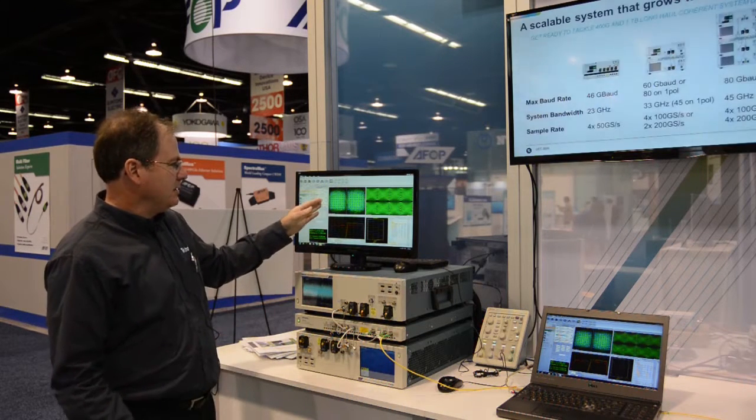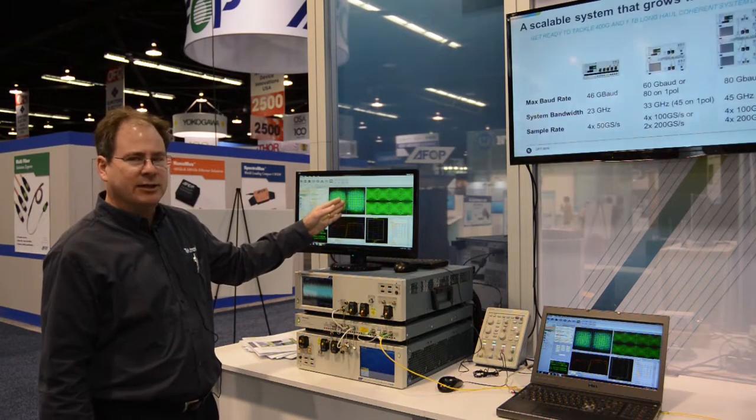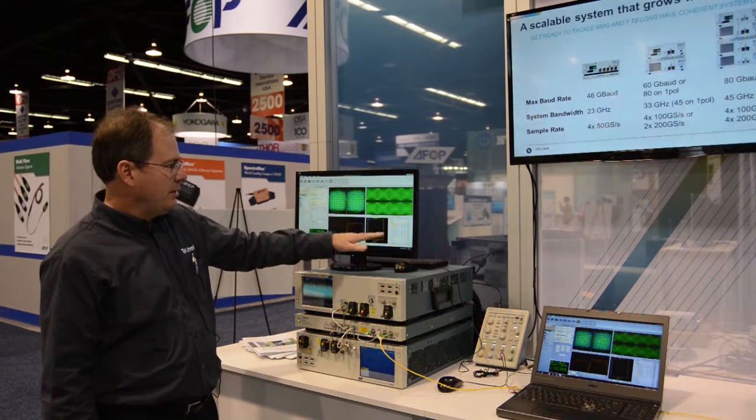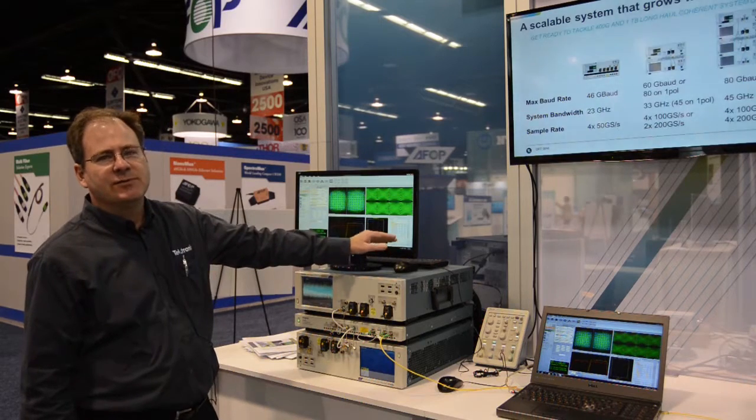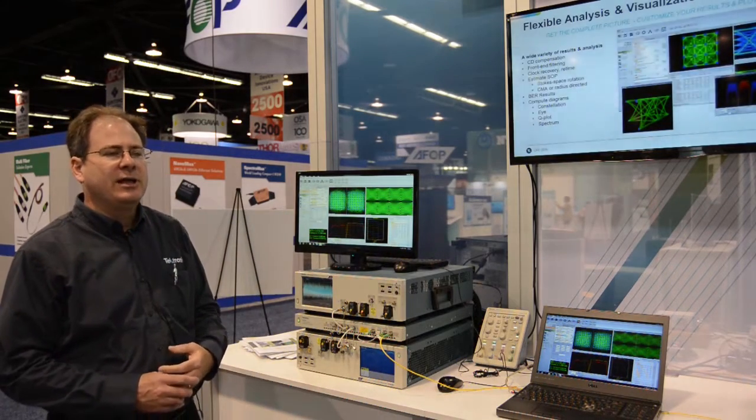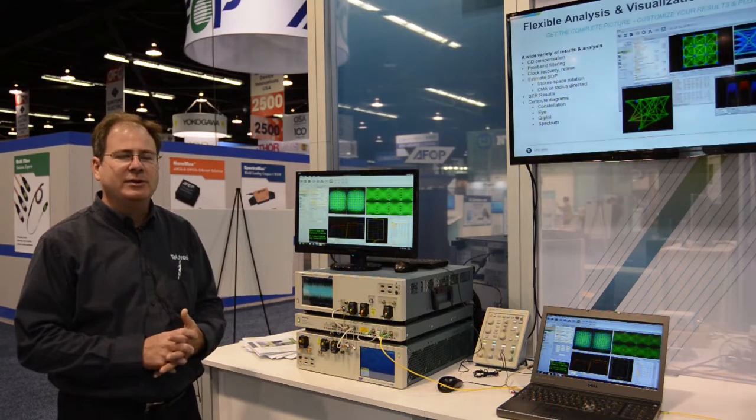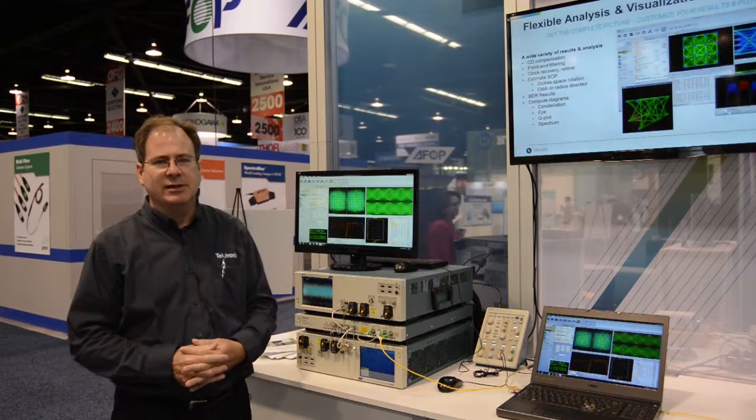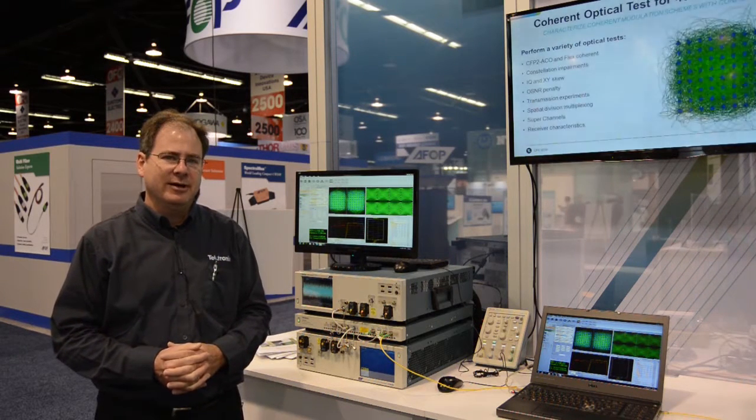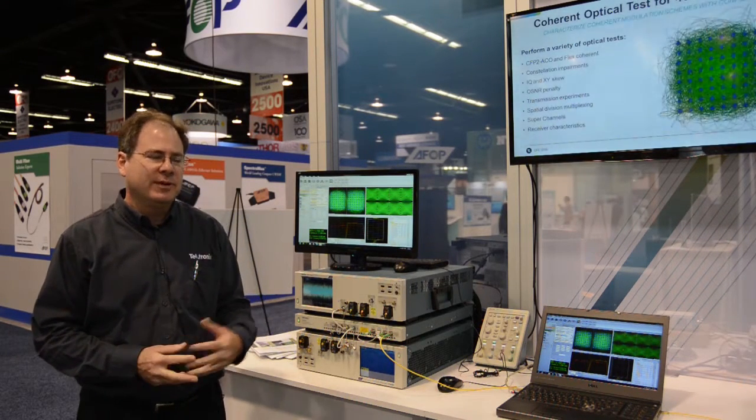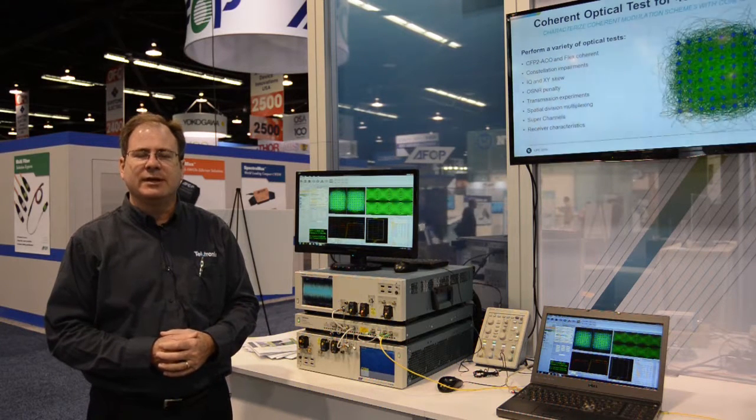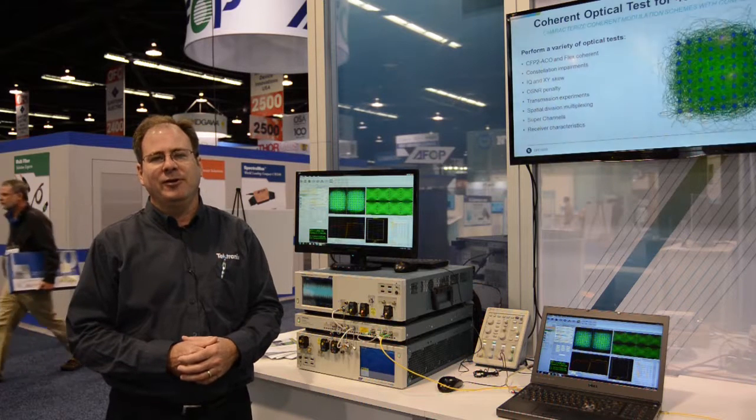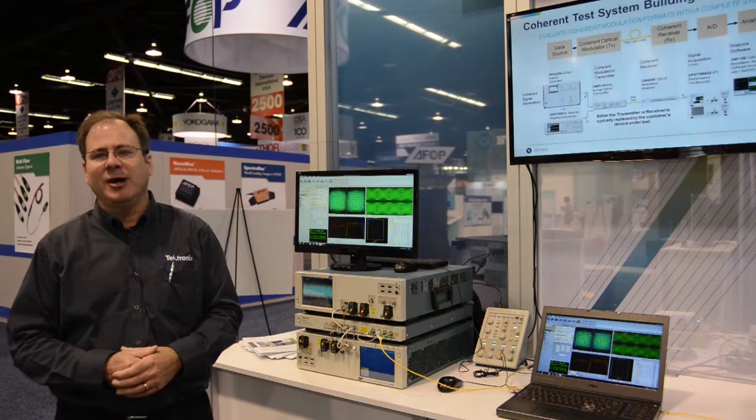So then you have a constellation for carrier 1, a constellation for carrier 2, eyes for carrier 1, eyes for carrier 2. We also have all the measurements for the two carriers. So you can keep an eye on a multi-carrier, in this case 2-carrier optical signal, as well as doing analysis on single carrier signals. So this is our setup to show tools that can be used for developing and measuring the next generation of very high bandwidth coherent optical systems.